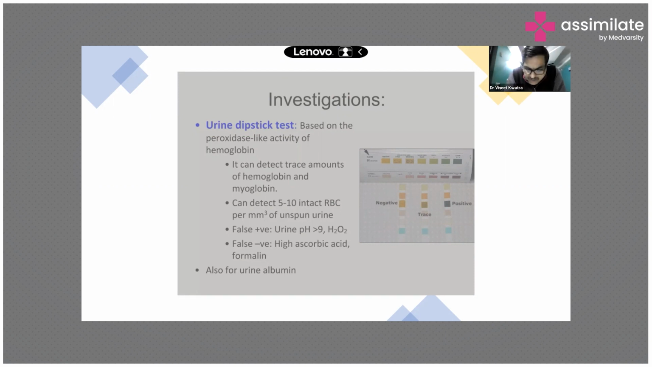So the first investigation you are going to advise is a urine dipstick test. It can detect trace amounts of hemoglobin or RBCs or even myoglobin in the urine, and it can detect 5 to 10 intact RBCs per mm of unspun urine. Unspun means uncentrifuged urine. Sometimes if the urine pH is more alkaline, it can give a false positive test. Also go for a urine albumin test if there is a history of frothy urine.